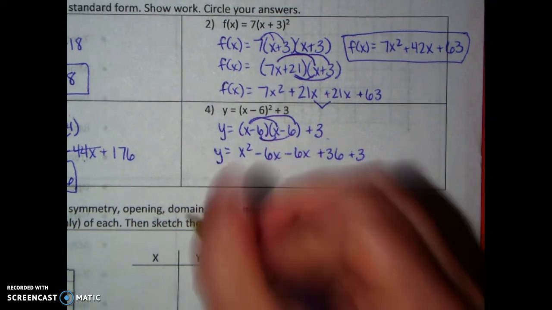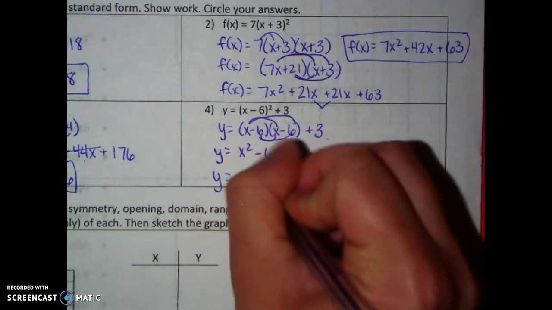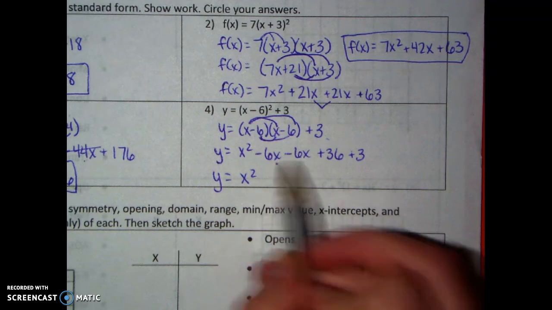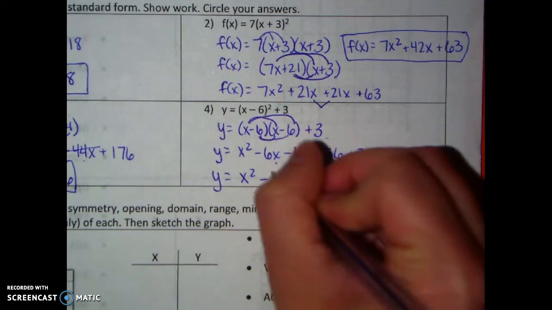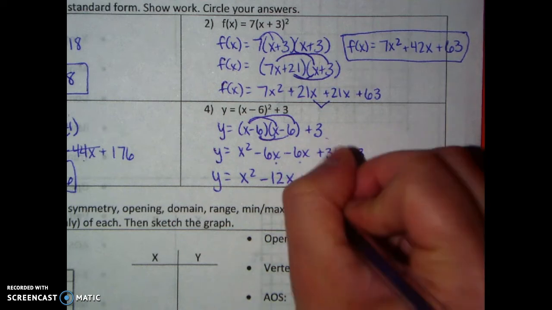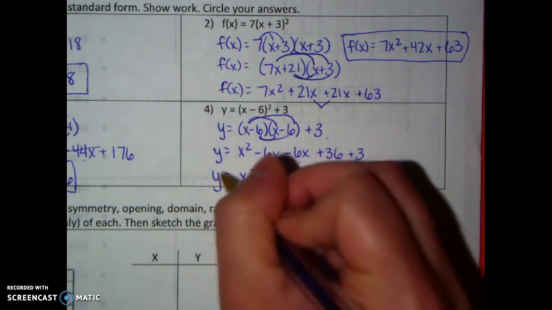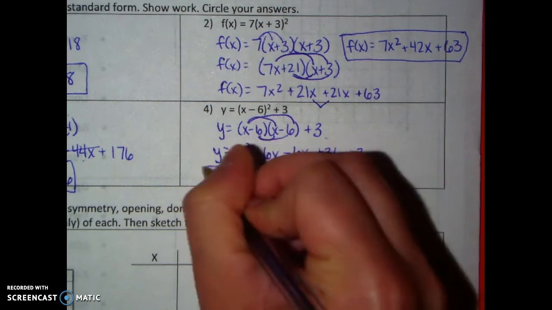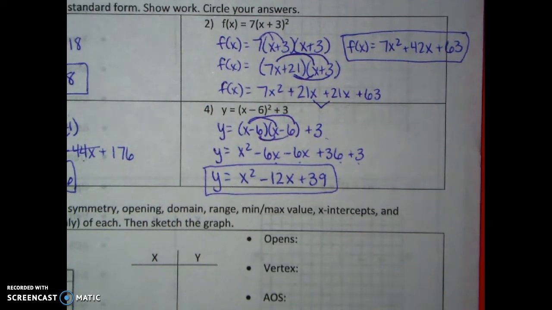Okay, now let's combine like terms. Y equals x squared. Negative 6 minus 6 is negative 12x. 36 plus 3 is a positive 39. And there's your answer. Okay, so that's what you should have done on that part.